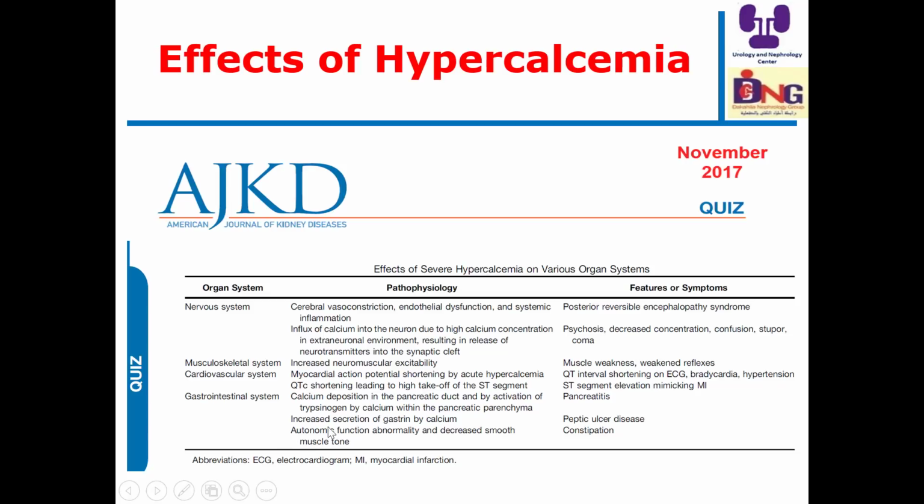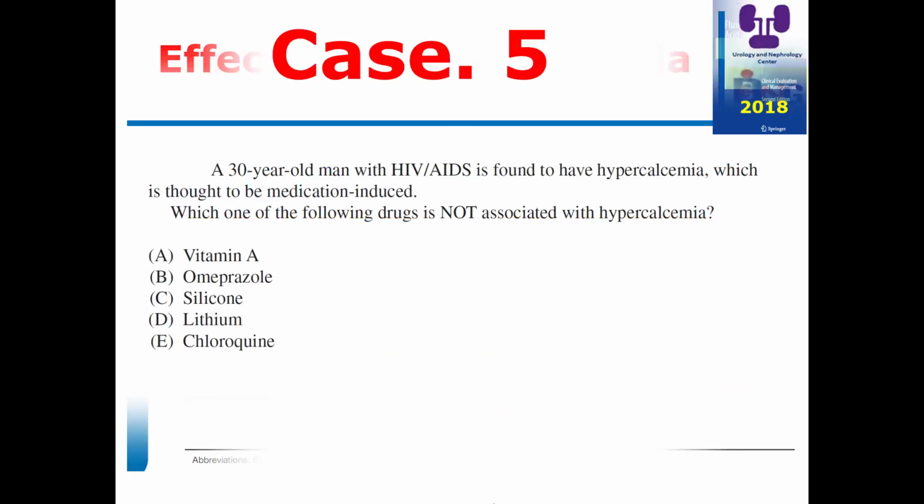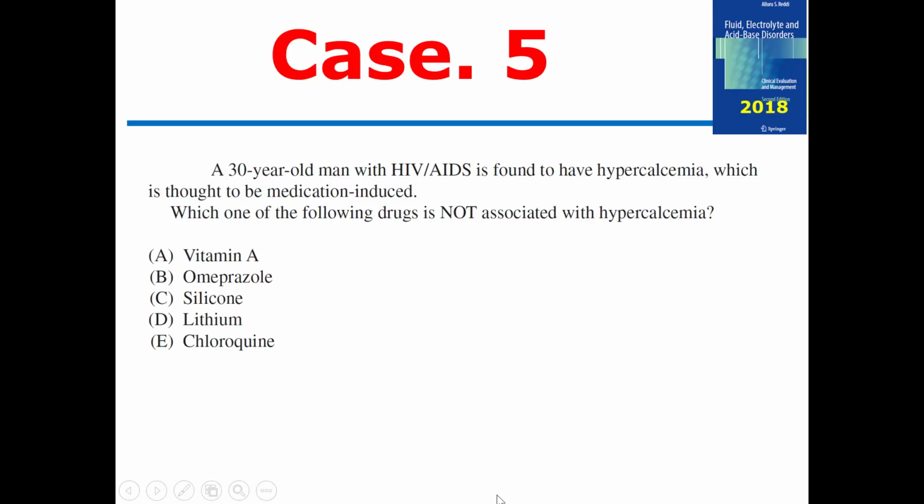Gastrointestinal system, calcium deposition in the pancreatic duct and activation of trypsinogen by calcium within the pancreatic parenchyma, increased secretion of gastrin by calcium, autonomic function abnormality, and decreased smooth muscle tone, with subsequent peptic ulcer disease and constipation. So these are the pathophysiological effects of hypercalcemia, and these are the reflection on systems. This is the last question.